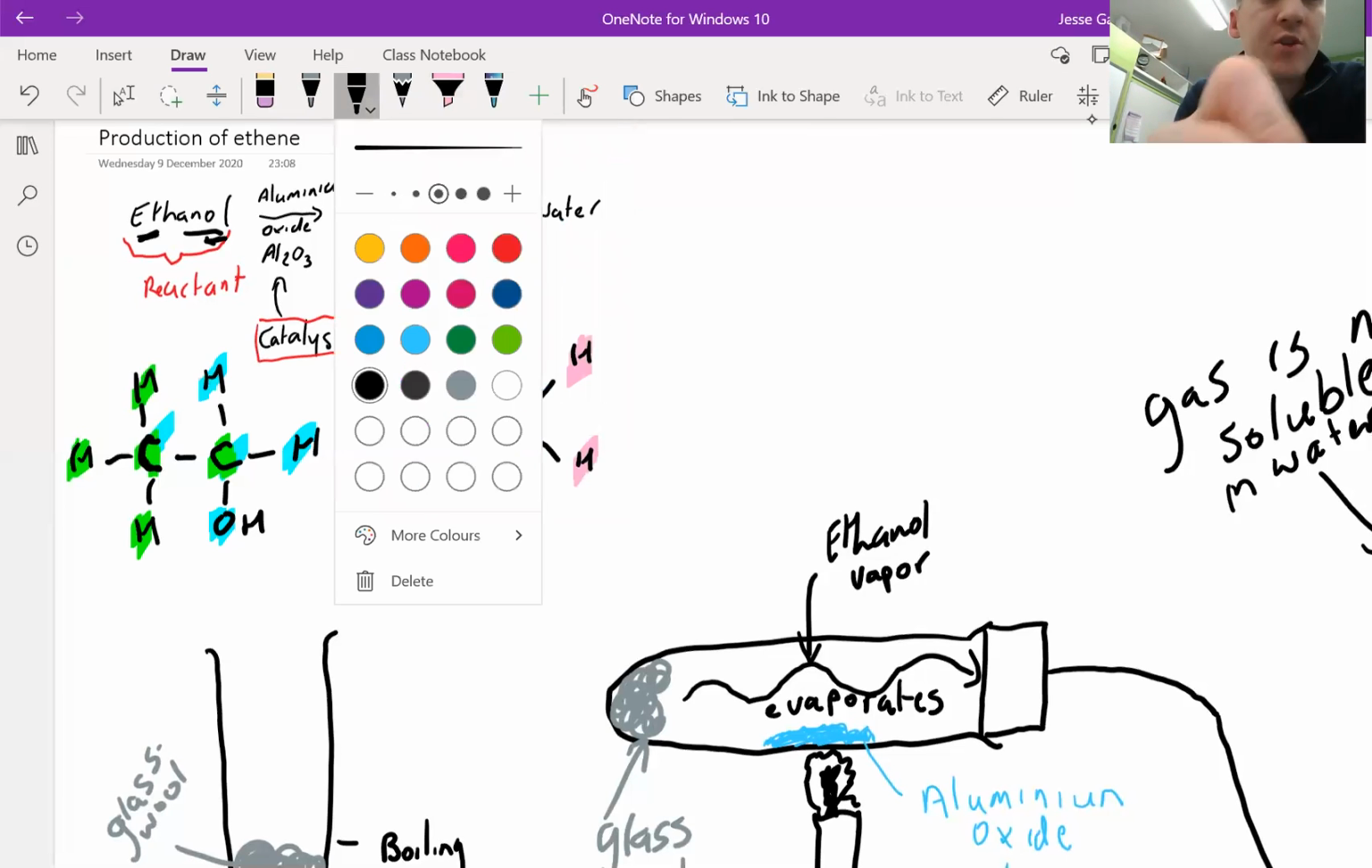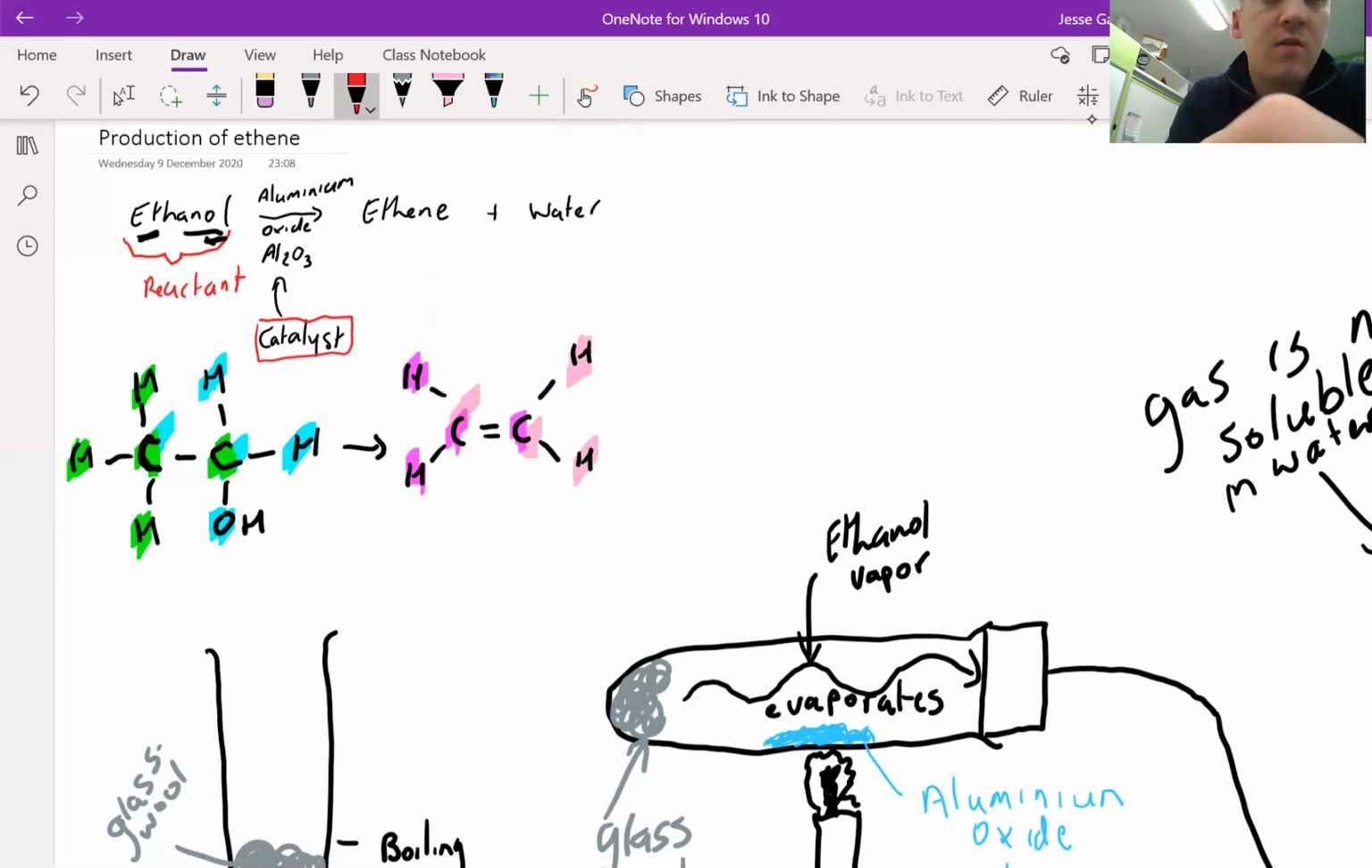Now, that gives me an opportunity to ask you, these 2 things up here, the ethene and the water, what way do we refer to them? The ethanol was a reactant. What do we call this? Speak your answer to the screen on 3. 1, 2, 3. Hoping that you said these are the products.